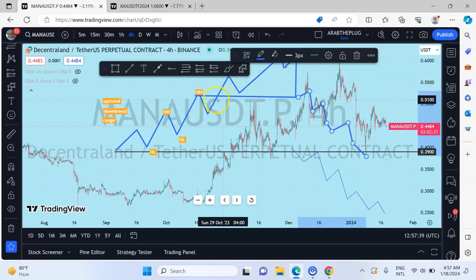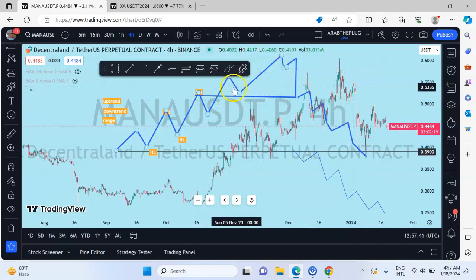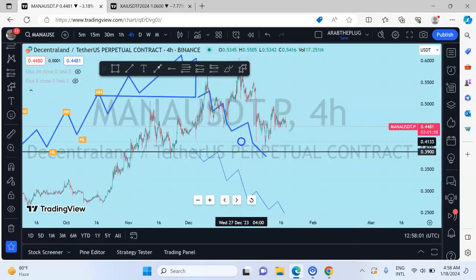So if the market is going up, fine, it's an uptrend. But if the uptrend now stops going up and starts trending down and breaks a previous higher high and starts going down, we say there is a change of character. It means that the character, which is the higher high, which is the uptrend, has changed to a downtrend. That is what that simply means.